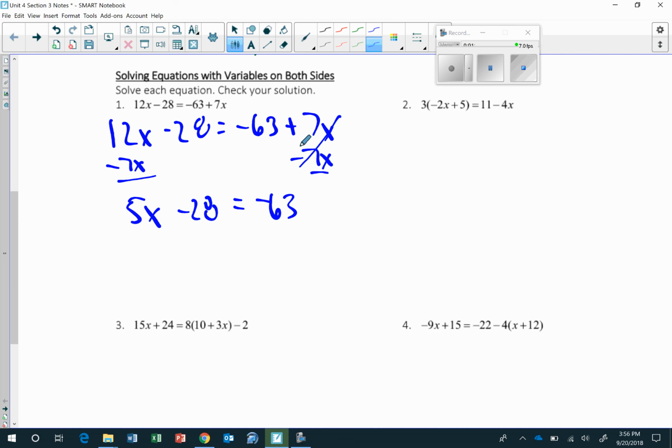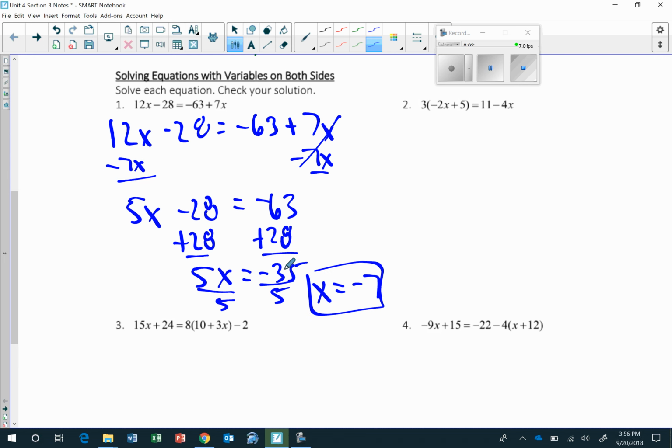So now if you look at the left side, all my variables are over there. All my x's are on the left side, which means my constants need to go to the right. So this minus 28 has to get moved over, so I'm going to add 28 to both sides. So I'll get 5x equals negative 35. And then my last step to solve for x is to divide by 5. And I'll get x equals negative 7.